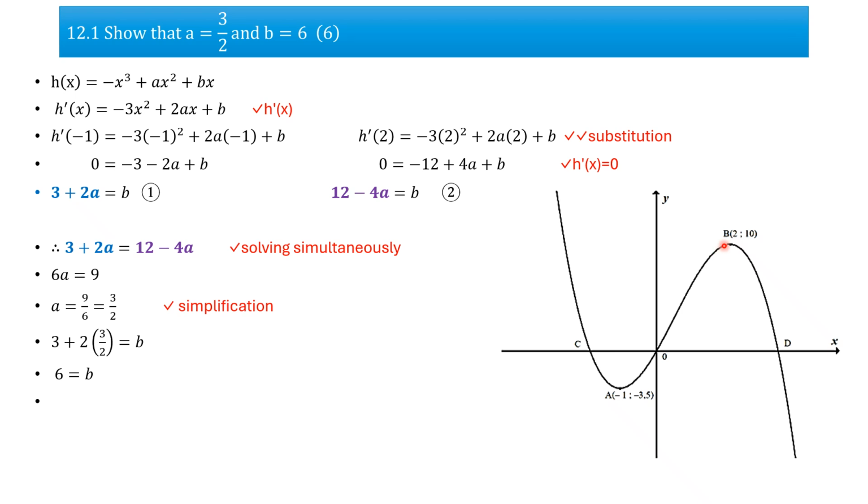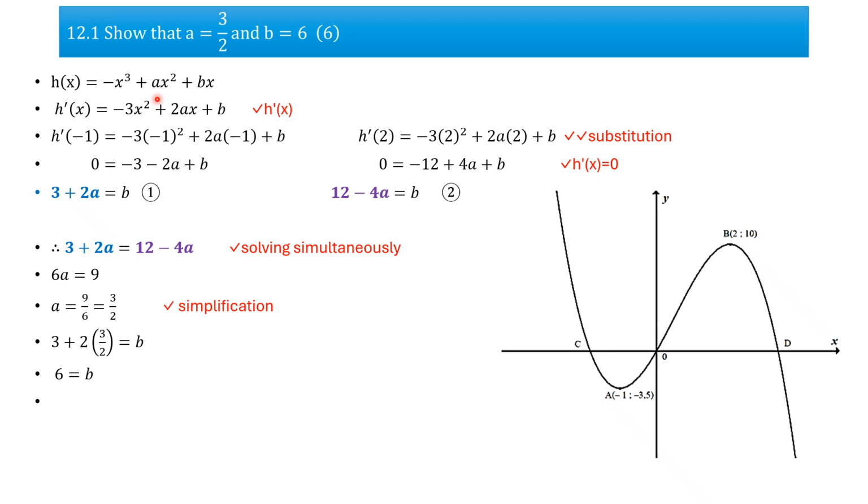Right, for the second one, I made the first derivative equal to 0. I got an x point at 2. So there, if I substitute 2 in, minus 3 times 2 squared plus 2a times 2 plus b. 2 squared is 4 times negative 3 gives me negative 12. 2 times 2 gives me 4a plus b. Again, if I make b the subject of the formula, I have minus 12 becomes plus 12. Plus 4a becomes minus 4a.